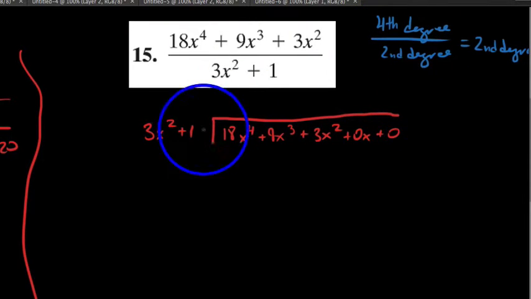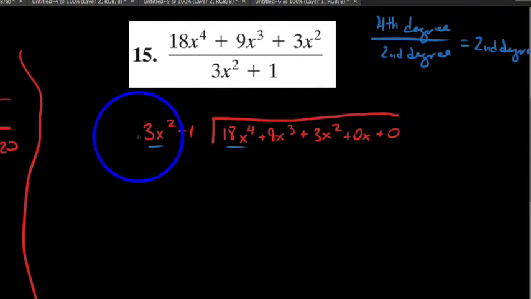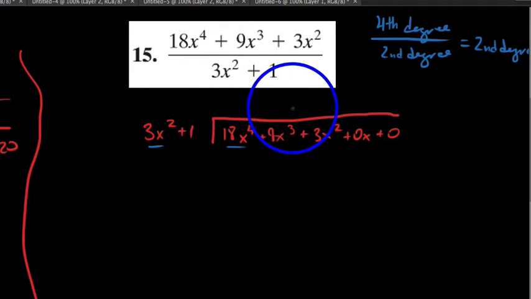And so taking a look here, how many times would 3x squared go into 18x to the fourth? Well, what could we take times 3 to get 18? What could we take times x squared to get x to the fourth? By my recollection, it would have to be a 6, and it would have to be an x squared. So already we're seeing that we're getting left with the second degree thing here.